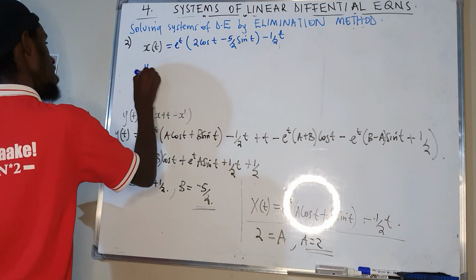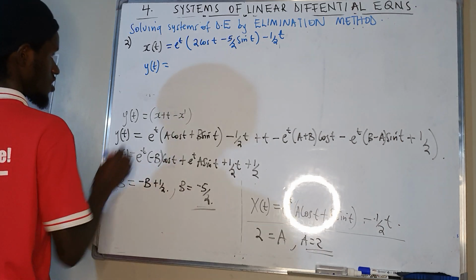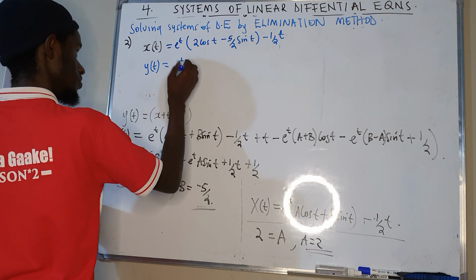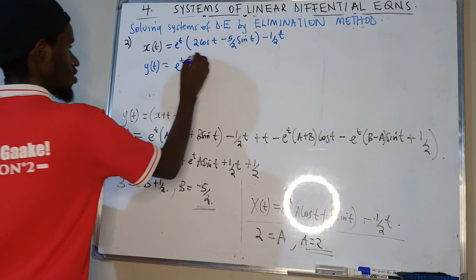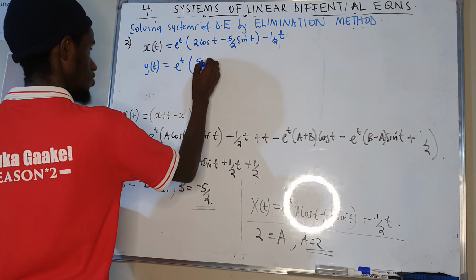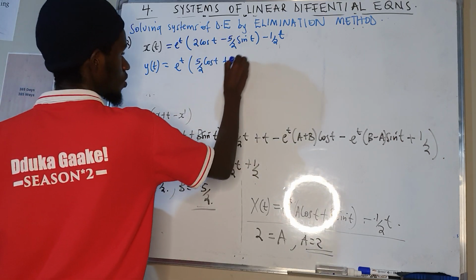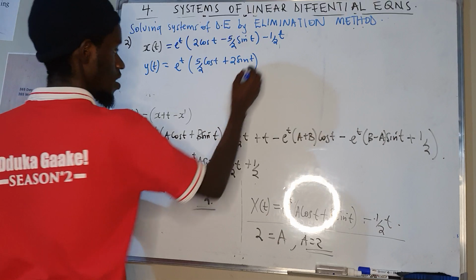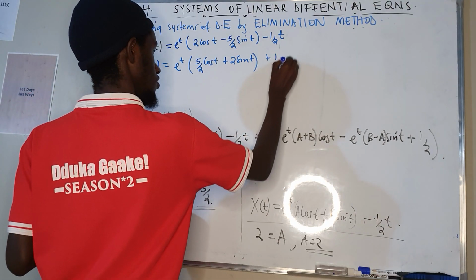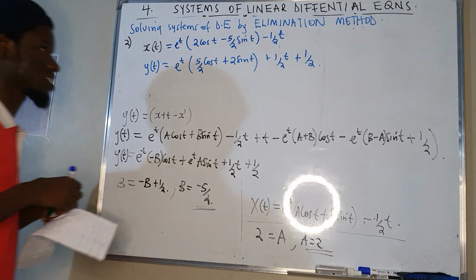And then my y at t should be the same as just writing this one without these negatives. I have e power t into, now I have cos t. Now remember b is now 5 over 2 cos t, and then a plus 2 sin t, just like that. Then plus a half t plus half, just like that it is.